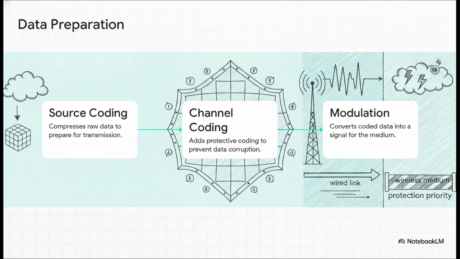A key takeaway here is the difference in priorities based on the medium. See, a wired link is relatively safe, right? So the physical layer there focuses almost entirely on just maximizing speed and throughput. But a wireless medium? That's exposed to the public, and it's incredibly hostile. So the preparation phase heavily prioritizes protecting our protagonist bit from getting corrupted.